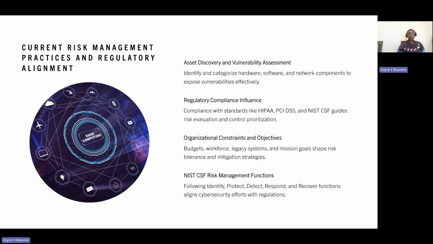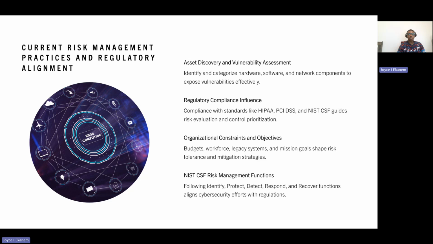Business and mission objectives also shape risk decisions. For instance, healthcare organizations prioritize patient safety and care continuity, while financial institutions emphasize fraud prevention and transactional integrity. Organizational constraints, including budget limitations, skilled workforce shortages, legacy infrastructure, and operational complexity, further influence risk tolerance and strategy execution.